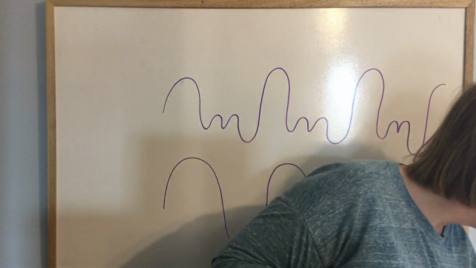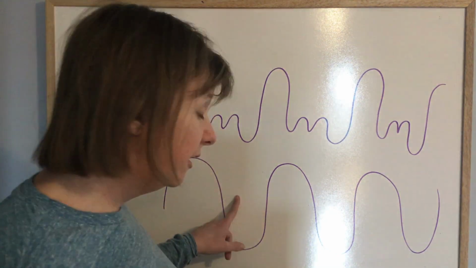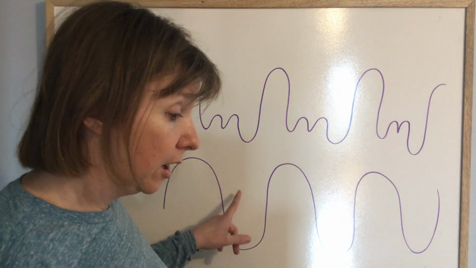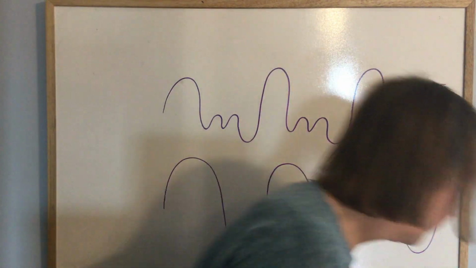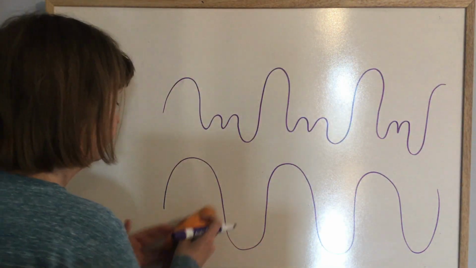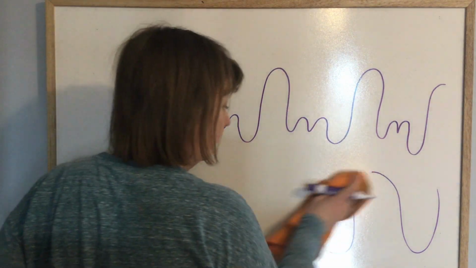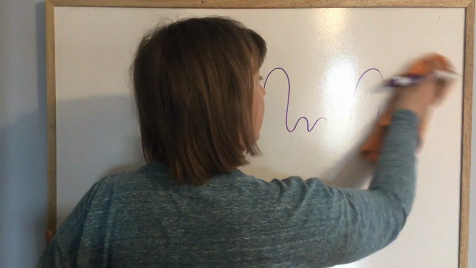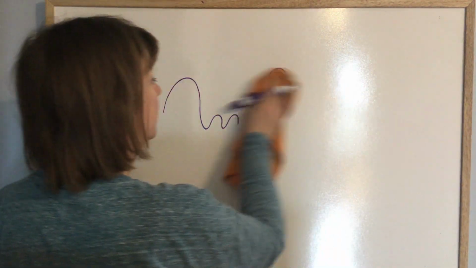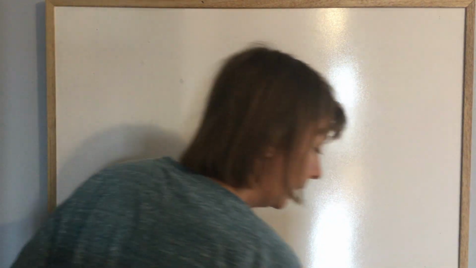So both of these are periodic motion. This one, though, is simple harmonic motion. All right, so we're going to talk about a couple of terms that you already know. And you're going to need to imagine a slinky with a mass on the end of it, okay?